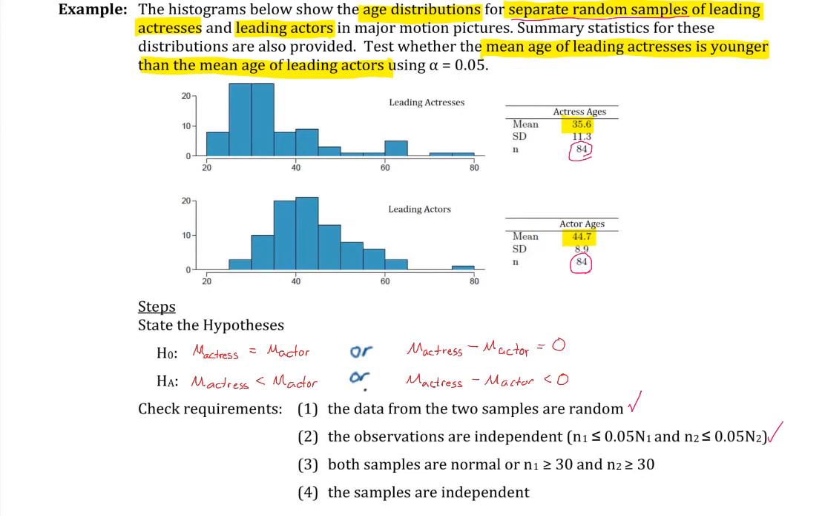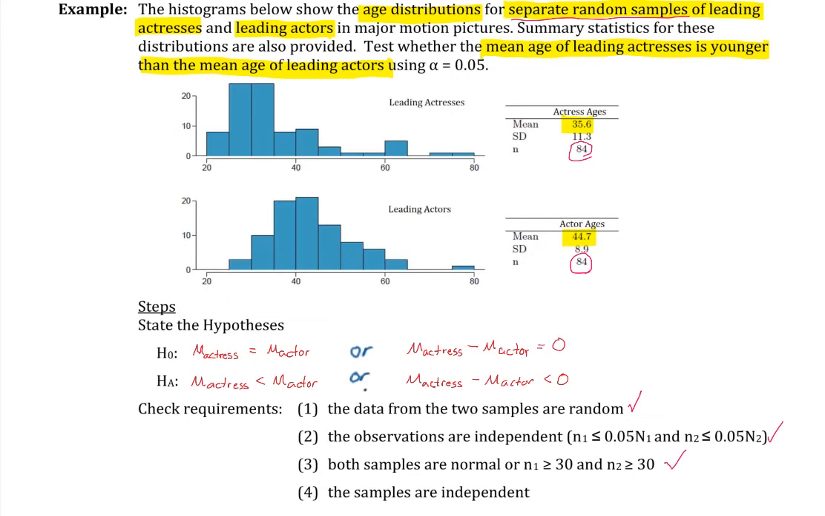Both samples are normal, or the samples are greater than 30. Here we can see that our samples are not normally distributed, especially the leading actresses that has a strong right skew. However, since both of our sample sizes are 84, which is greater than 30, we can relax that normality requirement.